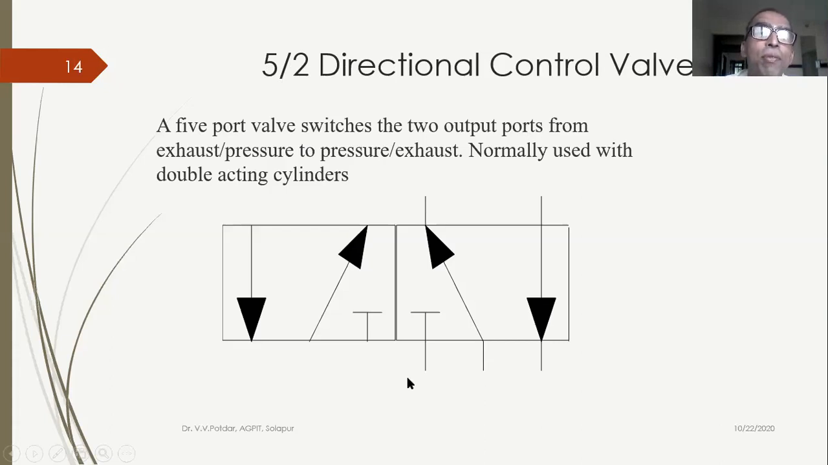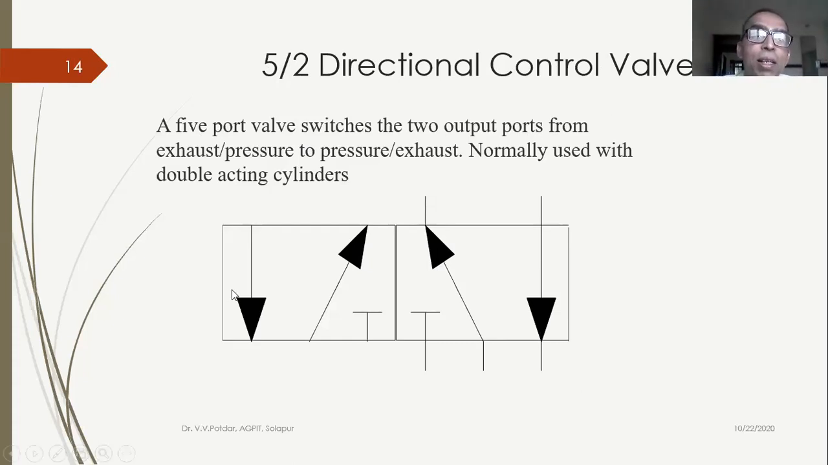And why 5? 5 ports: 1, 2, 3, 4, and 5. So 5 ports and 2 positions. And this is normally open, as you can see. So the supply air will go to one side of the cylinder, the forward stroke maybe.